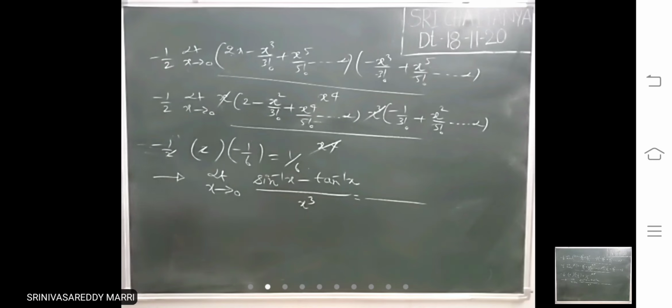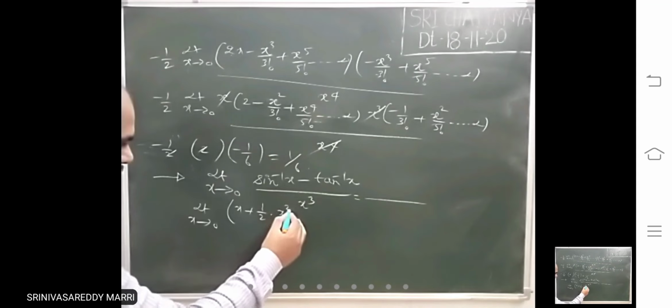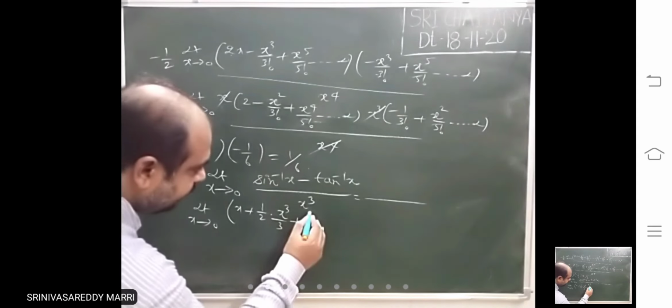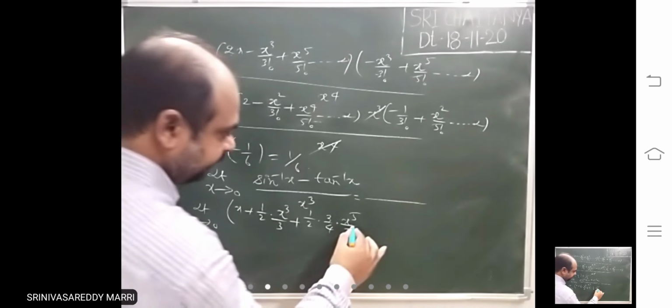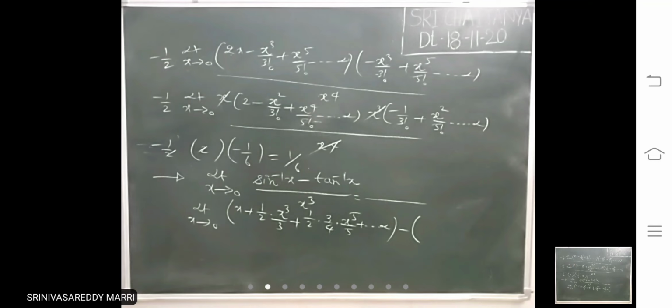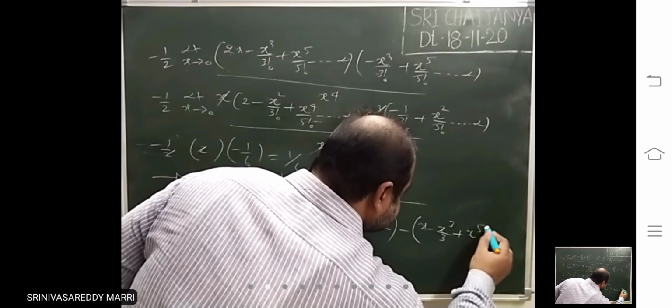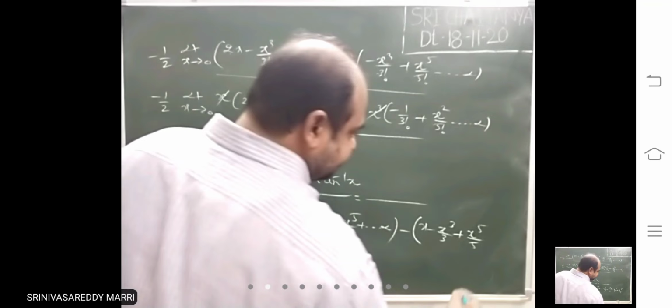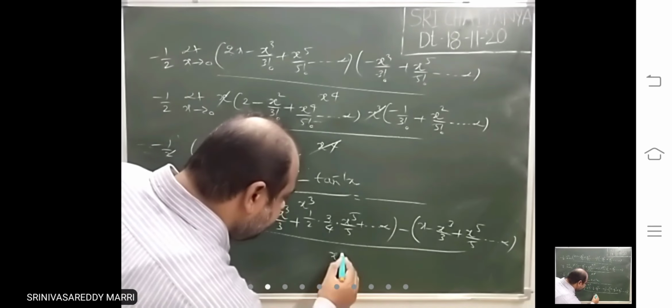Now we have the sin inverse x rule. Just substitute that rule. So x plus 1 by 2 into x cube by 3 plus 1 by 2 into 3 by 4 into x power 5 by 5 plus and so on to infinity. This I told, the sin inverse x series. Next, tan inverse x is x minus x cube by 3. Don't write factorials. Factorials are there only for sin x, cos x, e power x; for the remaining, normal numbers. This is divided by x cube.